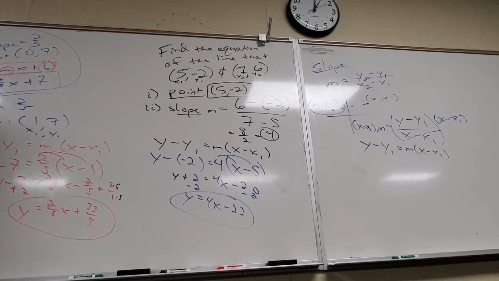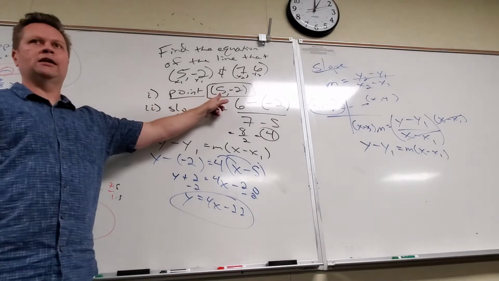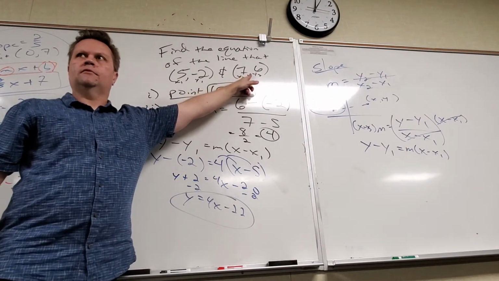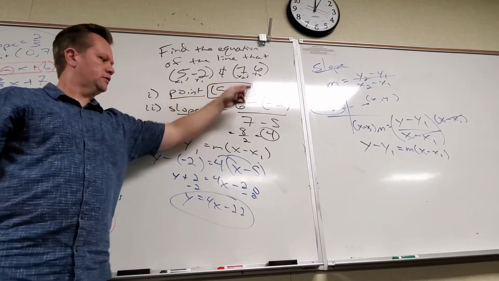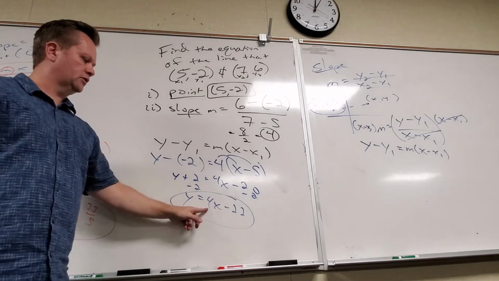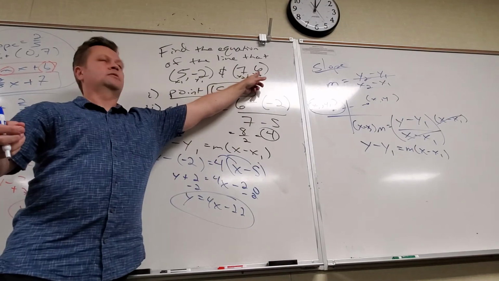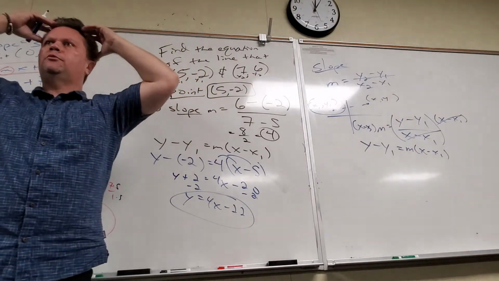How do I check it? You want to see how to check it? Don't put that point in because that's how you made it. Put the other point in. It's got to work for the other point. So if I put a 7 in, what's 7 times 4? 28. Minus 22 is 6. See, the other point works.